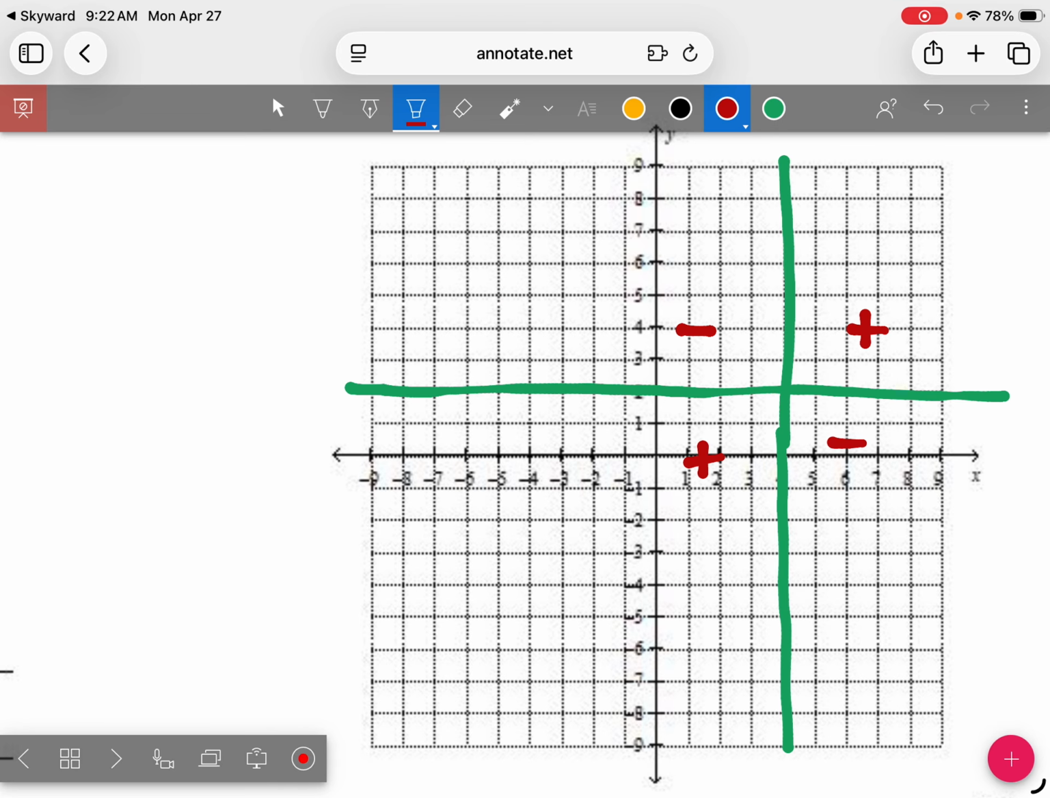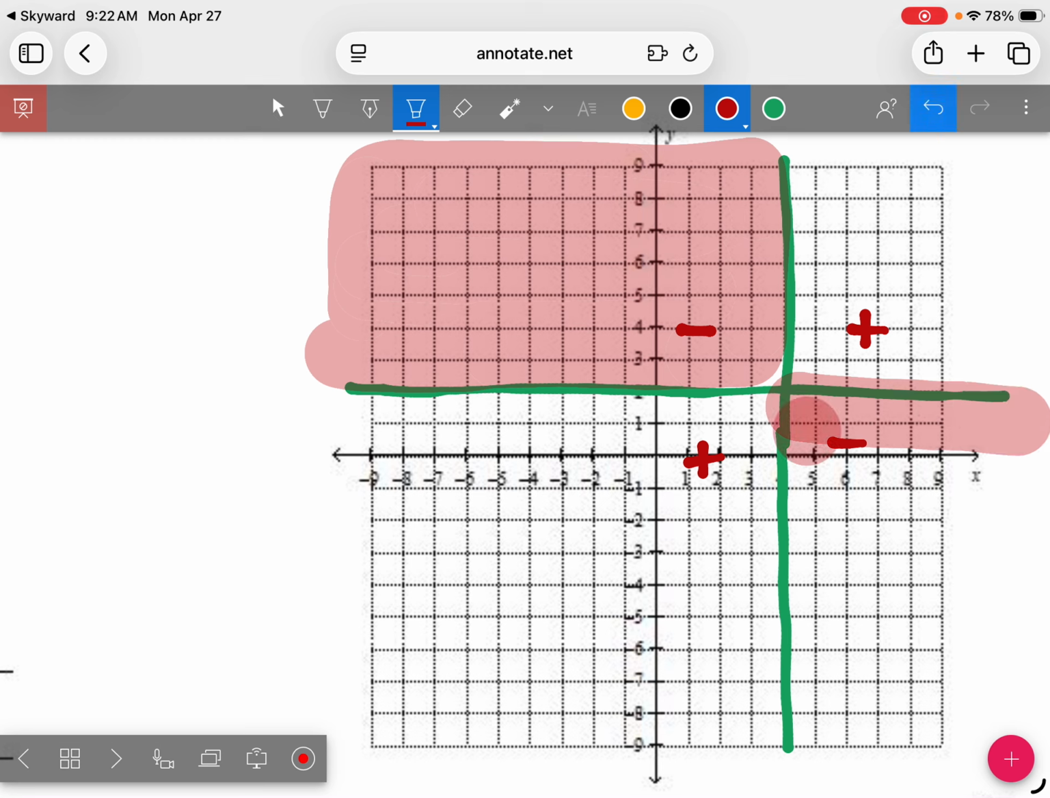Okay, so A is positive, so I'm going to just kind of color this area in because I cannot graph in these areas. These areas are off limits. Because A is positive. The A value tells you where you should graph.